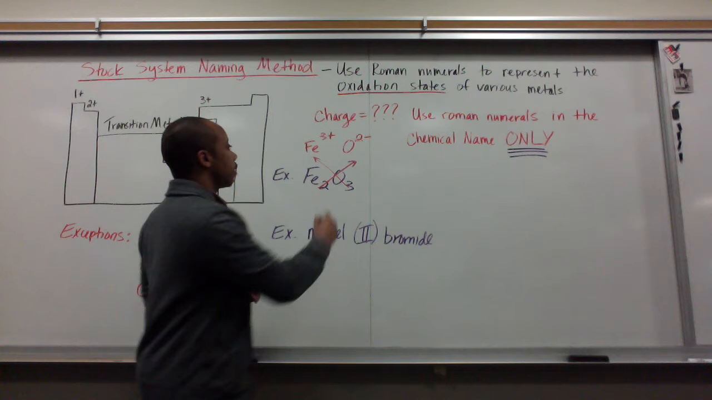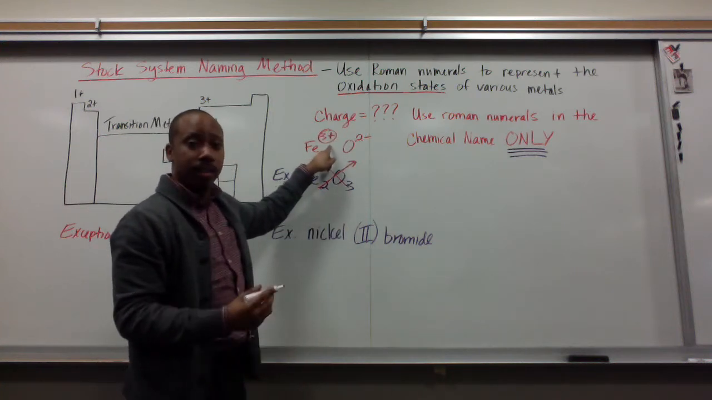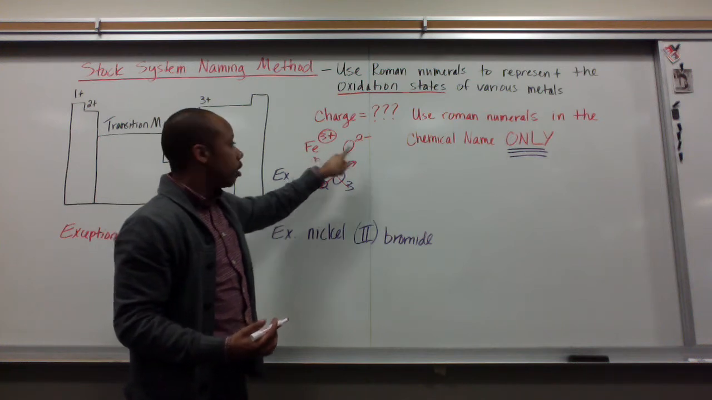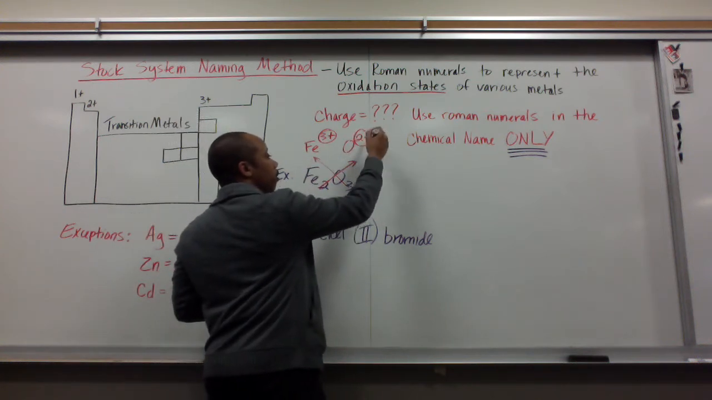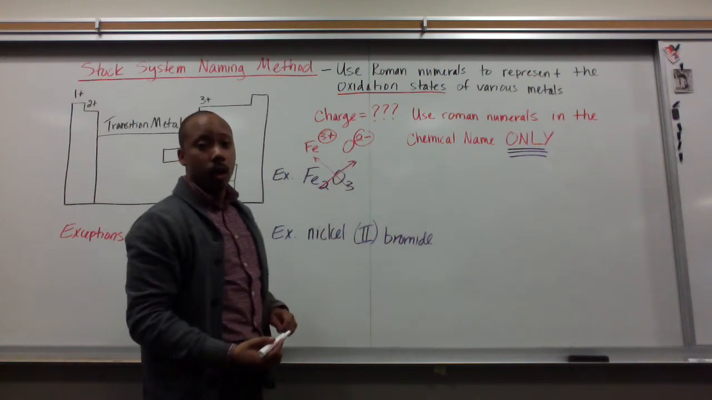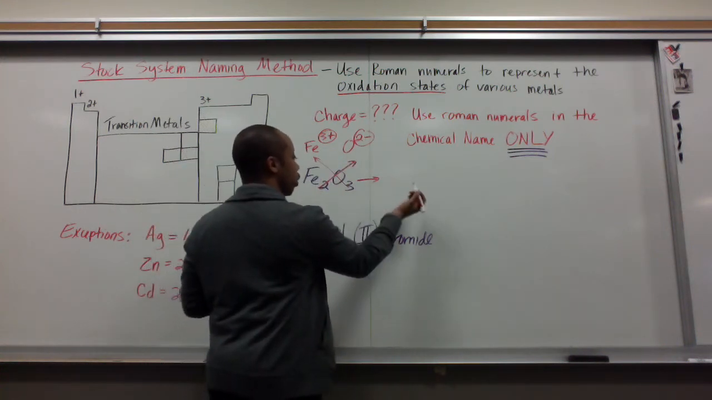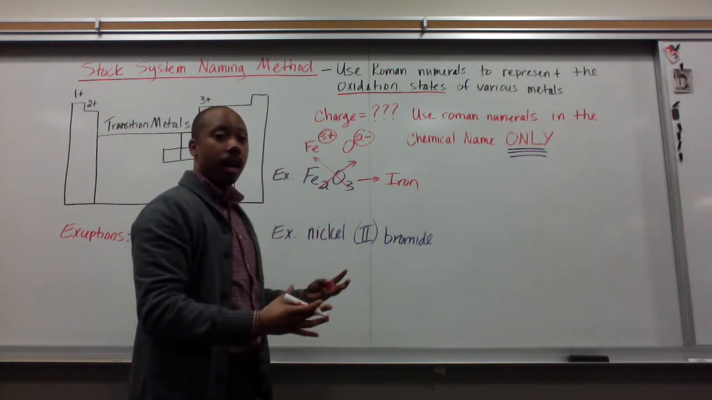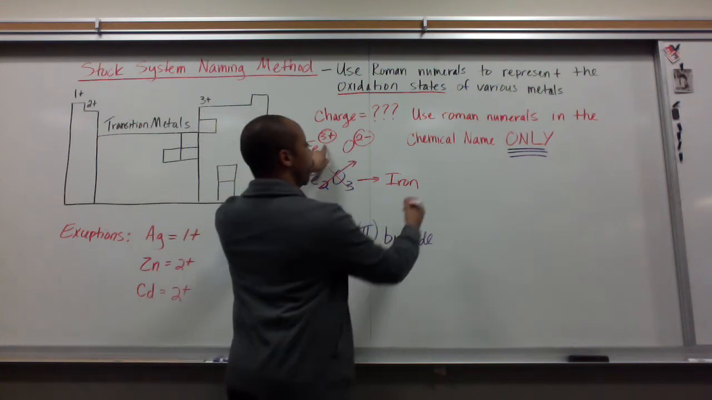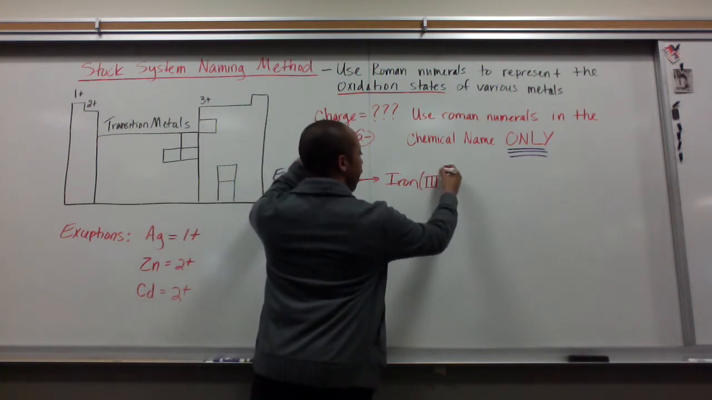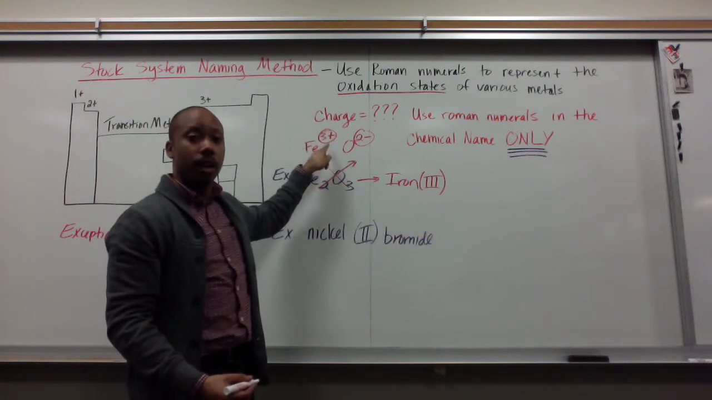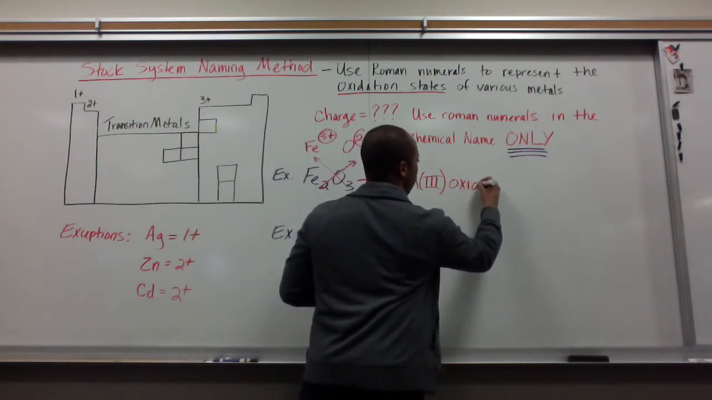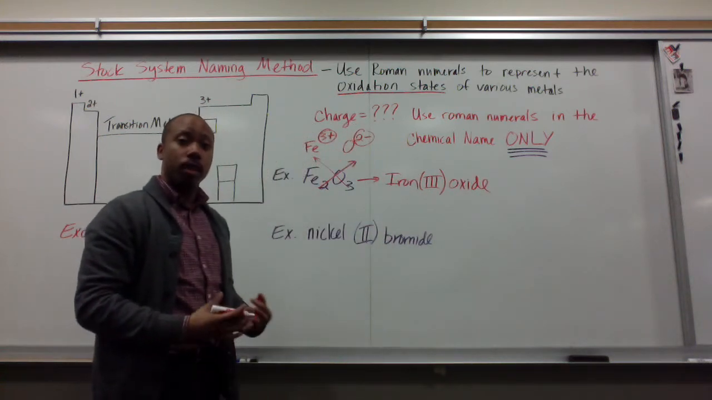So this 3+ is the oxidation number or oxidation state of iron. Iron has an oxidation state of 3+. Oxygen has an oxidation state of 2-. When I write the chemical name of this, I write the first name just as I would in all ionic compounds, iron. I put my 3 in parentheses and in Roman numerals to represent the oxidation state of this particular iron. So iron(III) oxide, also known as rust.